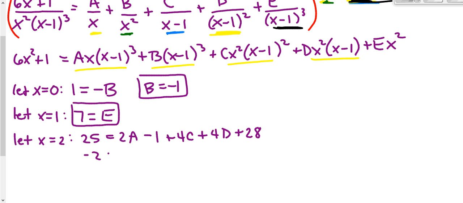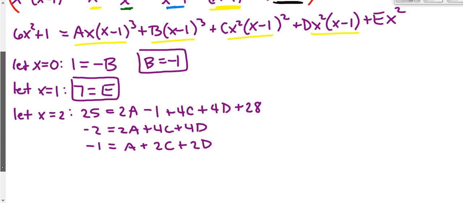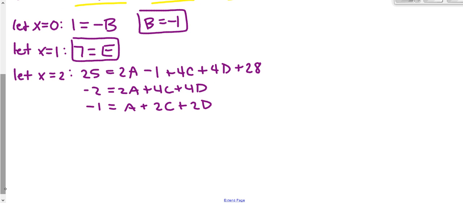Then you're going to add 1 and subtract 28 from both sides, and you get negative 2 equals 2a plus 4c plus 4d. And then you can divide both sides of that equation by 2, and you get negative 1 equals a plus 2c plus 2d. Do you see where this is going to go? This is one equation with 3 unknowns. And guess what? We need 3 equations with 3 unknowns to solve a 3 by 3 system. So let's do this 2 more times with 2 more values of x.